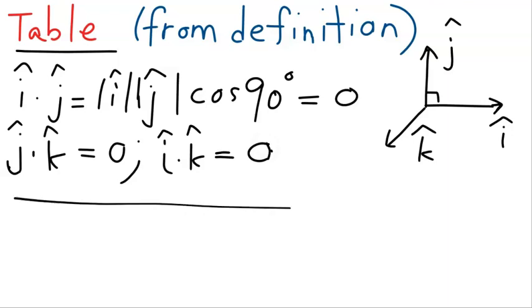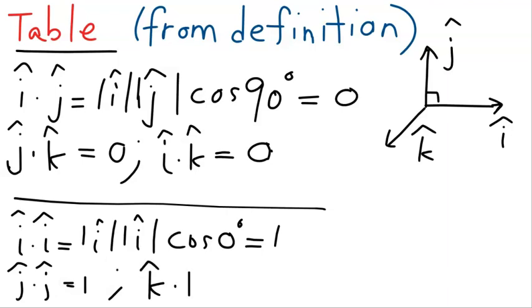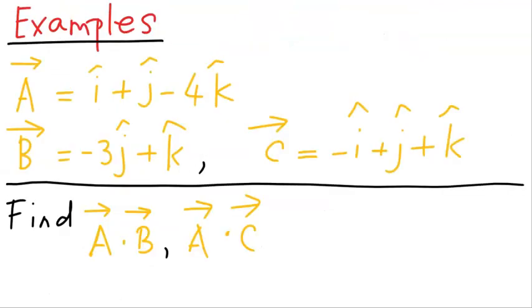Now what about dot product between i dot i, between i and i? Now from definition, this should give you magnitude of i hat times cosine of 0, because they are considered to be two parallel vectors, and you get 1. So the same thing holds for j hat dot j hat, that's 1, and k hat dot k hat, which is also 1. Now we can use these results to calculate dot product between any two generic vectors, such as the ones shown, a, b, and c.